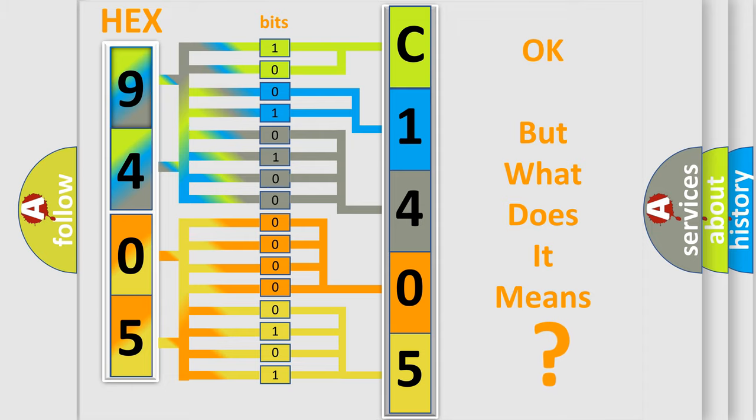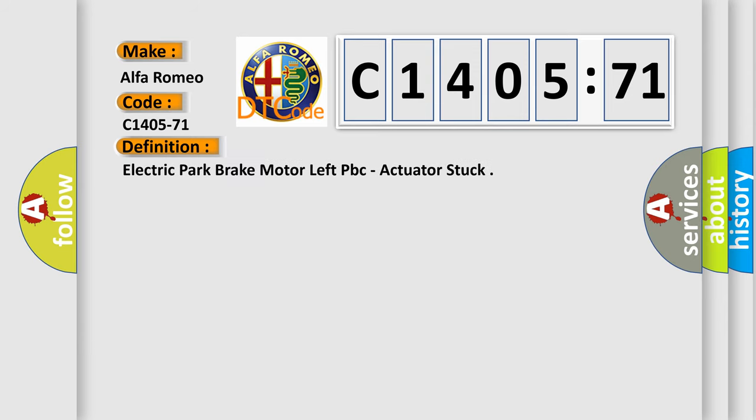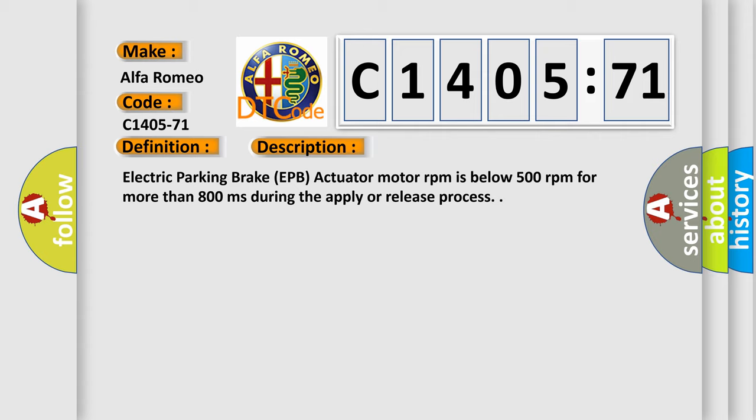The number itself does not make sense to us if we cannot assign information to what it actually expresses. So, what does the Diagnostic Trouble Code C1405-71 interpret specifically for Alfa-Romeo car manufacturers? The basic definition is electric park brake motor left PBC, actuator stuck. And now this is a short description of this DTC code.